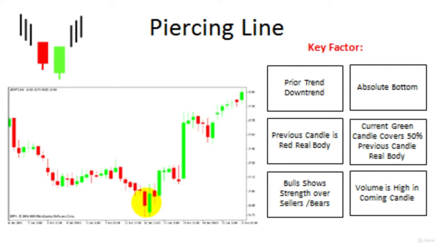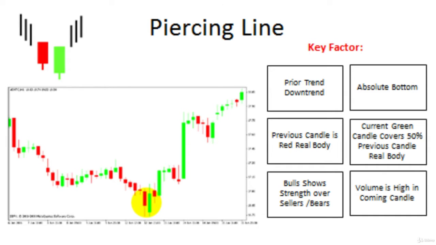Now we consider the next pattern, called the piercing line. As the candlestick pattern shows on your screen, there are two candles at the bottom that look like engulfing, but there is a slight difference. The first candle is a red real body candle, and the next candle is a green real body candle, but it does not completely overshadow the previous candle. It manages to close near about 50% of the real body of the red candle. It clearly shows the strength of bulls over bears.